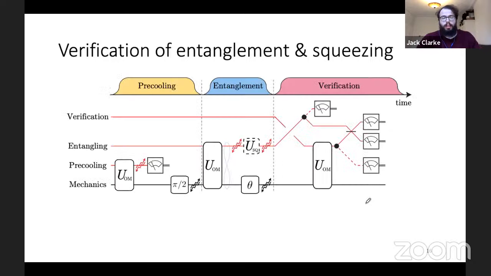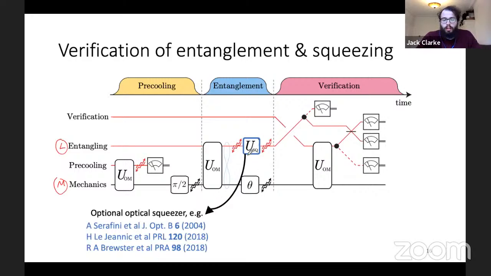Okay, so let's look at a diagram which shows us all three stages. This is again just for entangling light and mechanics. I'm just showing the light-mechanics case because it's a bit less busy. But you have an initial precooling stage, the entangling stage, and then the verification stage. I'll just point out some features of this diagram. Firstly, we're considering what happens if you use an optical squeezer after the first entangling interaction.